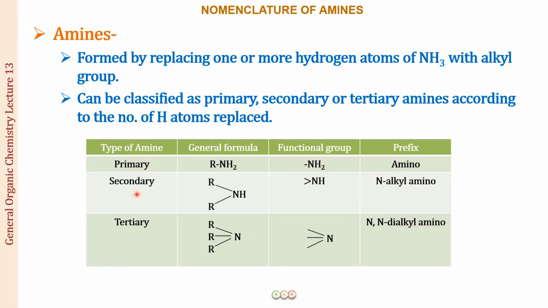The secondary amines are going to have 2 hydrogen atoms replaced by 2 alkyl groups. The alkyl groups may not be the same, but we will have 2 alkyl groups instead of 2 hydrogen atoms of the ammonia molecule. So the functional group is going to be this NH group, and the prefix that we will be using for these compounds is going to be N-alkyl amino. Then we have the tertiary amines, where we will be replacing all the 3 hydrogen atoms by the 3 alkyl groups, and the functional group therefore is going to be this N only, and the prefix is going to be N,N-dialkyl amino. Where we will be using them, you will be learning later, but these are the things that you have to remember.